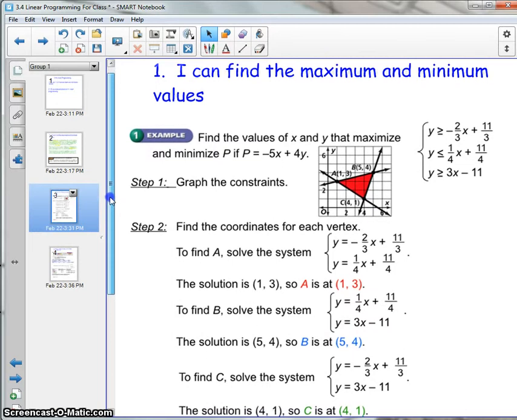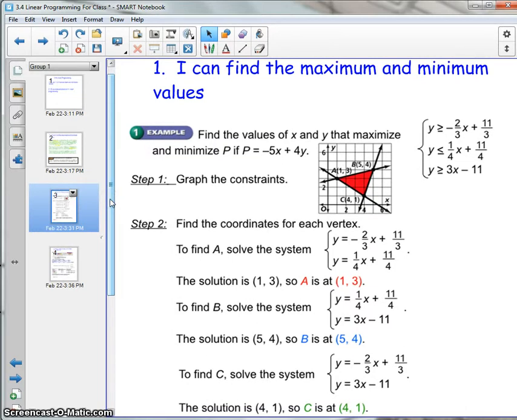We here want to find the values of x and y that maximize and minimize p, if p is equal to negative 5x plus 4y. And these over here are our constraints. So our first step is that we want to graph our constraints. On our coordinate plane, we're going to graph each of these inequalities, which we know to graph by just considering them to be an equality. So think of this as an equal sign, graph that line, and then make sure you shade in the right area. For this first one, we'd be shading above the line and below the line, and for this third one, above the line.